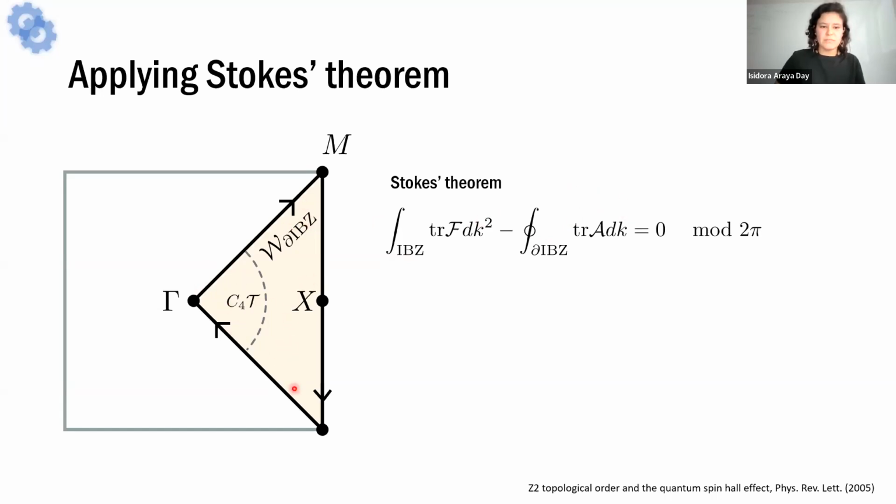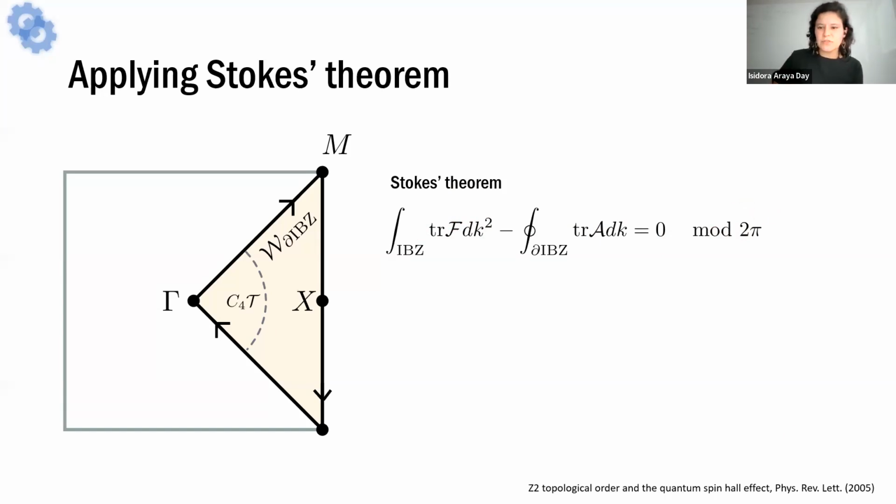So the first part here is the contribution of the area, and this one is the contribution of the boundary. So in theory, these should be equal. However, here we're talking about phases. This one here is the Berry connection. This is the curl of the Berry connection, and these integrals give phases. So this is only true modulo 2 pi.